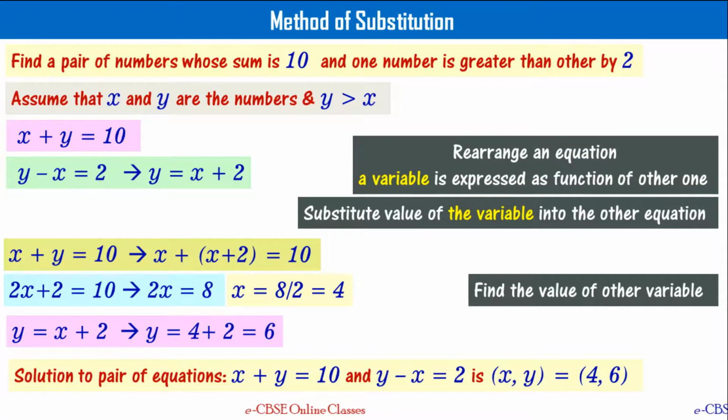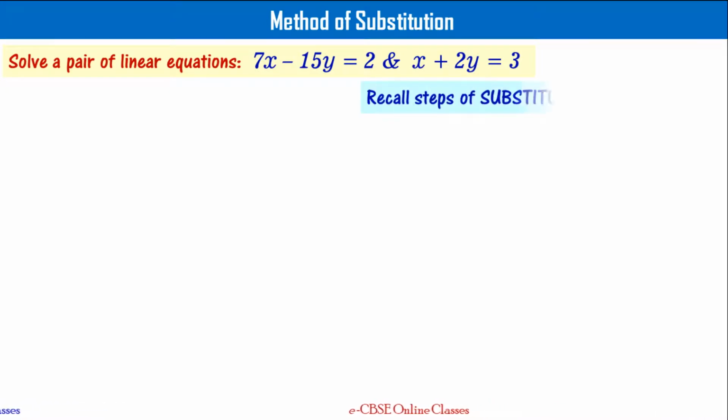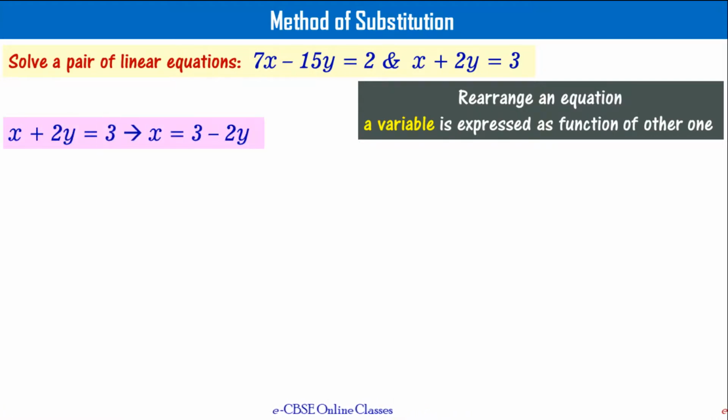I hope you understood. Now let's solve another problem to understand the method better. Solve a pair of linear equations 7x minus 15y equal to 2 and x plus 2y equal to 3. Let's recall steps of substitution method. The first step involved is we have to rearrange an equation such that a variable is expressed as function of the other variable. I chose the second equation and rearranged such that it can be written as x equal to 3 minus 2y.